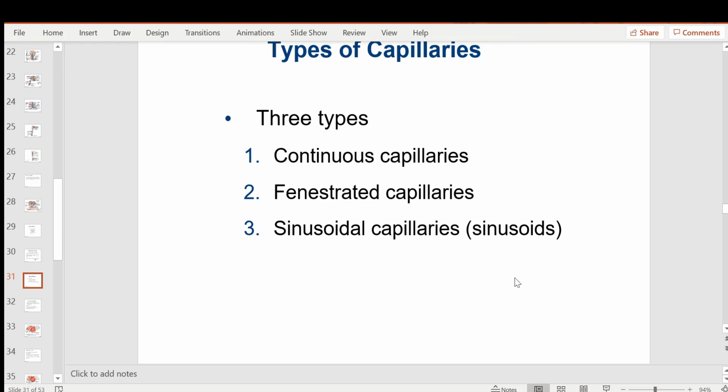Three types of capillaries are found in the body: continuous capillaries, least permeable, then fenestrated capillaries, which are more permeable than continuous capillaries. Sinusoidal capillaries are very permeable. Okay, so the larger particles can pass through the wall.